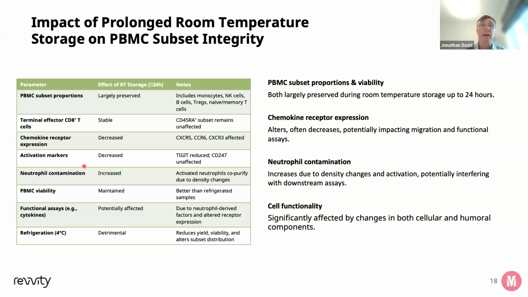Likewise, neutrophil contamination within the PBMC layer is caused due to changes in their density because they undergo apoptosis and activation steps as they respond to the changing environment, which obviously, as we know, interferes with downstream assays. Moreover, activation markers on all of these cell subsets begin to decrease, again suggesting changes in the transcriptomic and in the functional profiles of the cells that remain viable. So overall, we know that although the viability of the cells remains largely intact, the functional profile of the cells changes dramatically and rapidly.